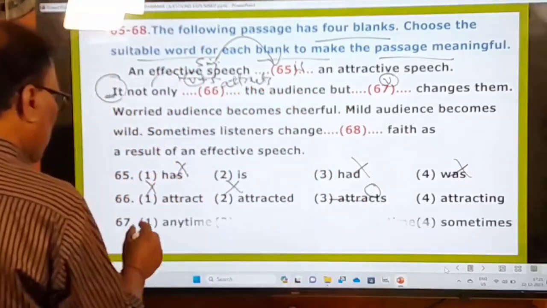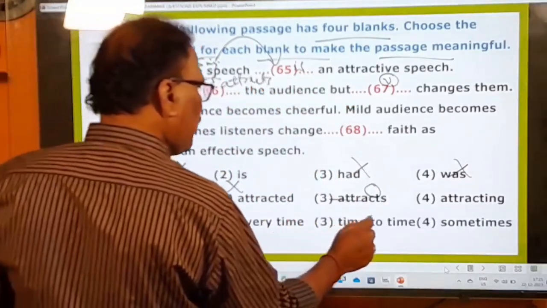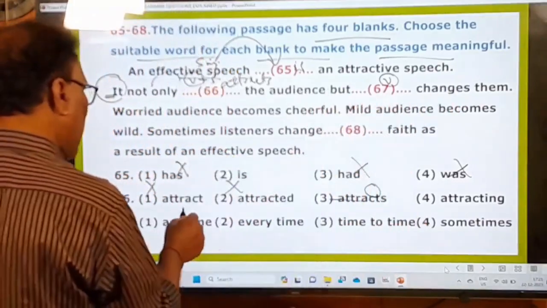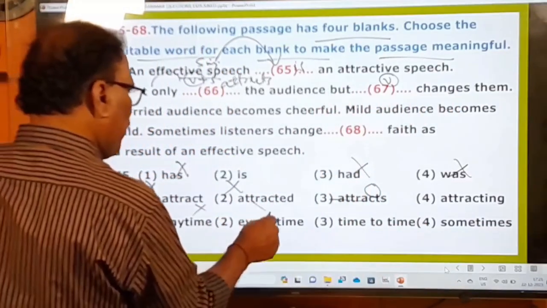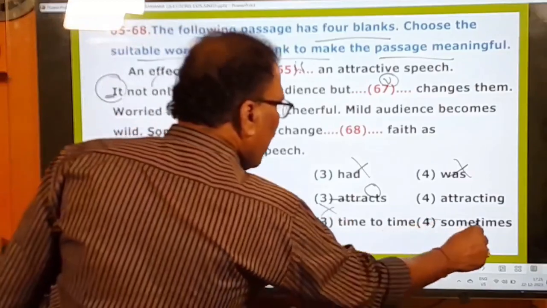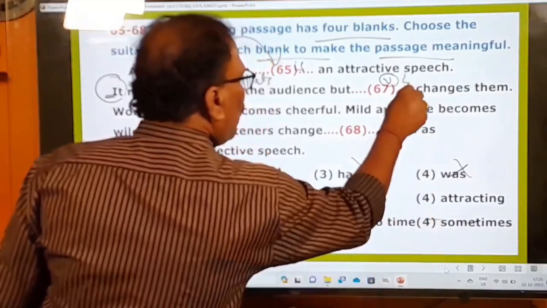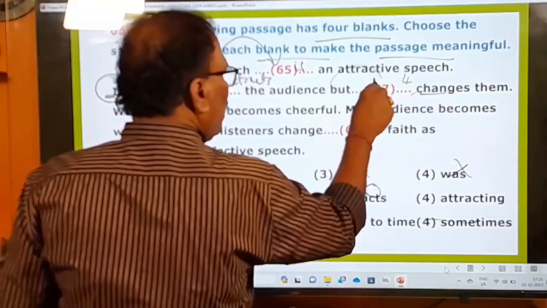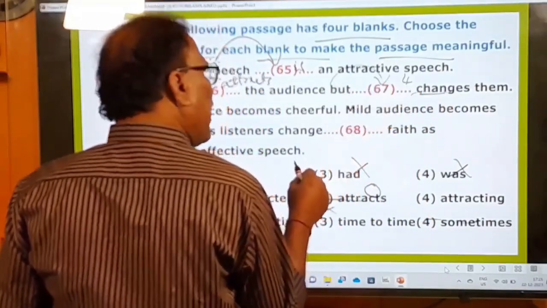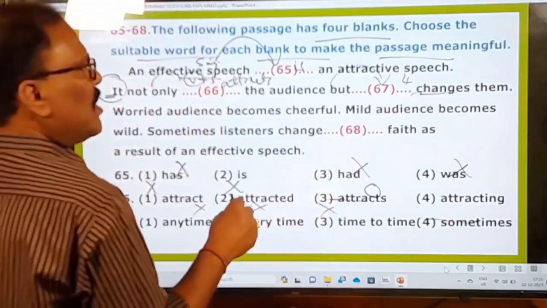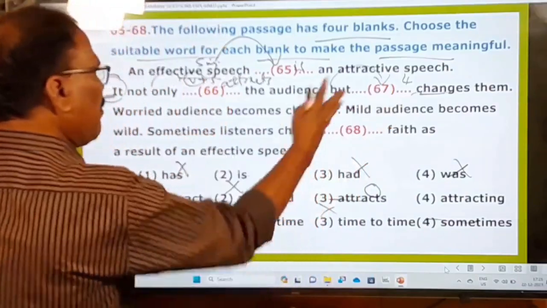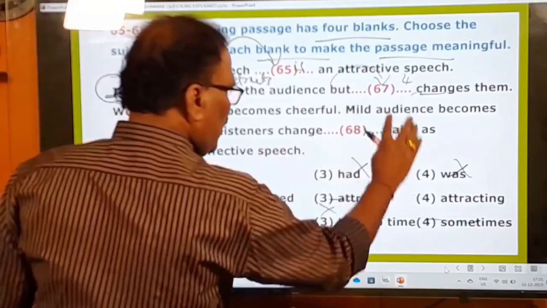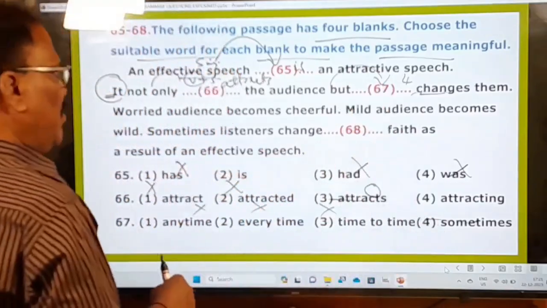But dash changes them. Anytime, no. Every time, no. Time to time, sometimes. Here verb is there, and therefore we have to use, but sometimes changes them. Time to time changes them, no, every time changes them, anytime. So these three options are not used here, and only the fourth one is used, right?